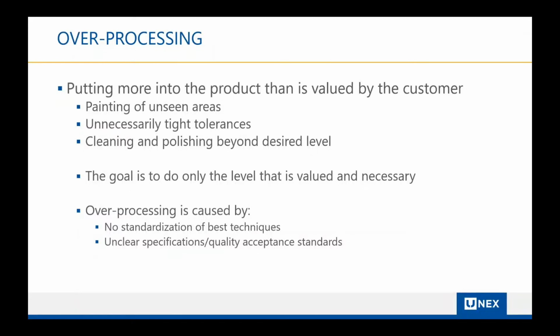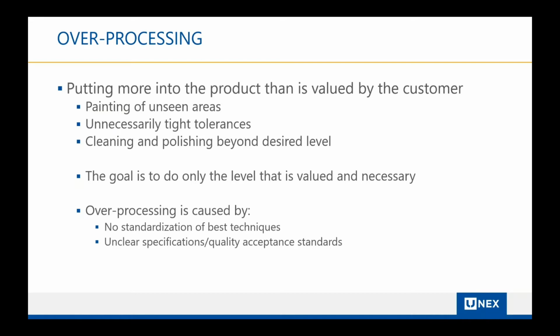Super tight tolerances. A product gets machined down to a really tight tolerance where it doesn't have to have that much attention to detail. Cleaning and polishing beyond the desired level. There's no reason to make something better than it needs to be. It's just going to create an added cost. So do it to the level that's valued and necessary.